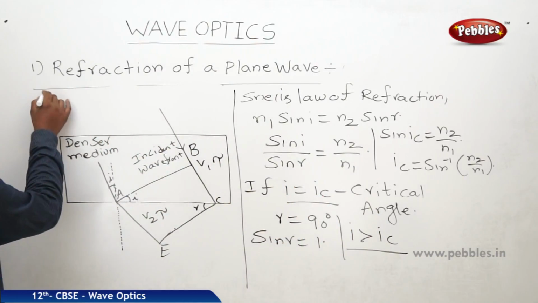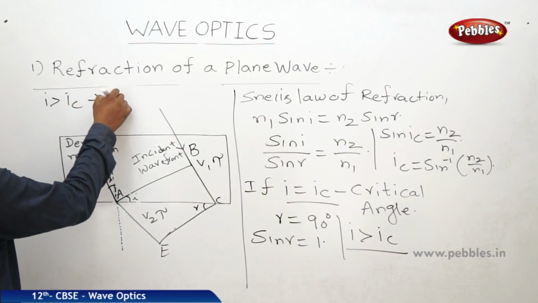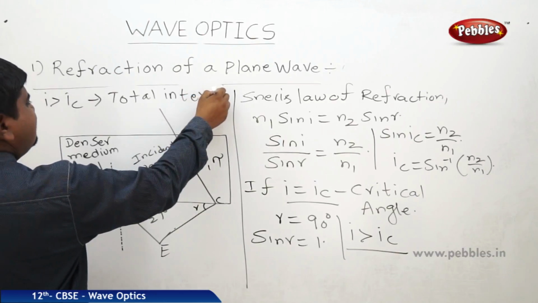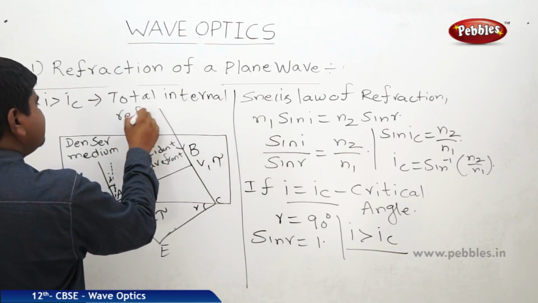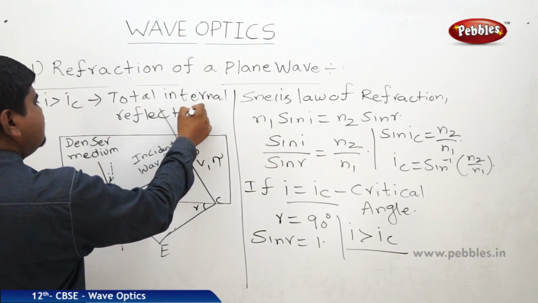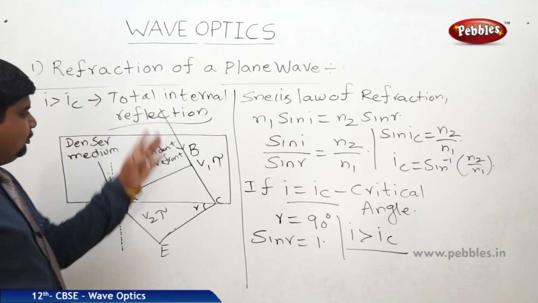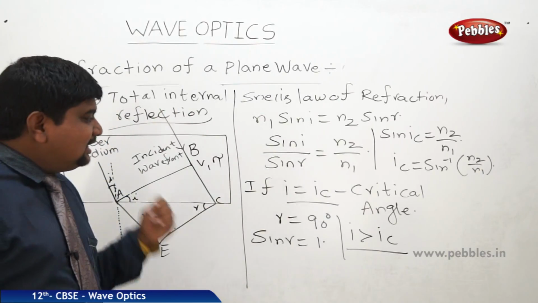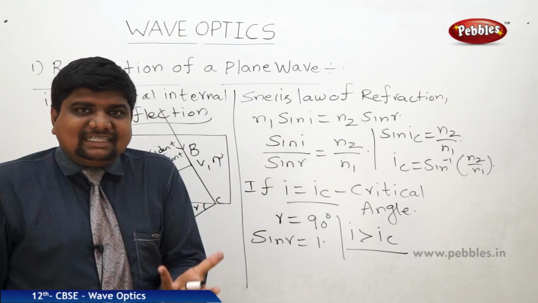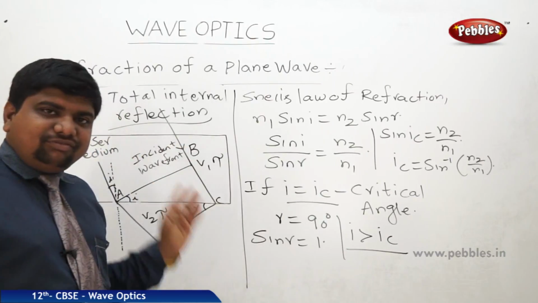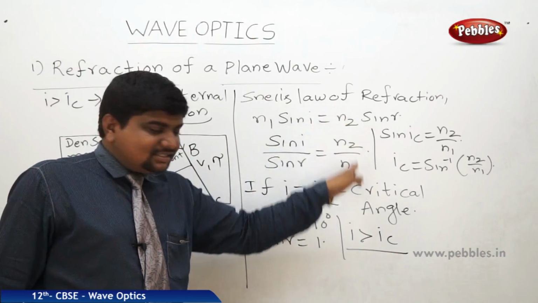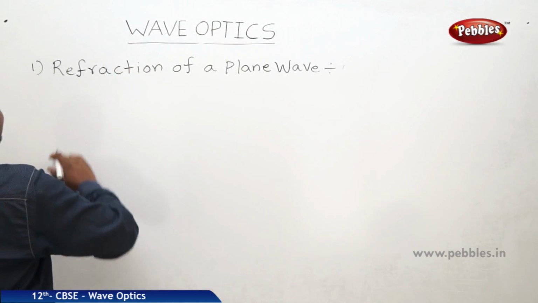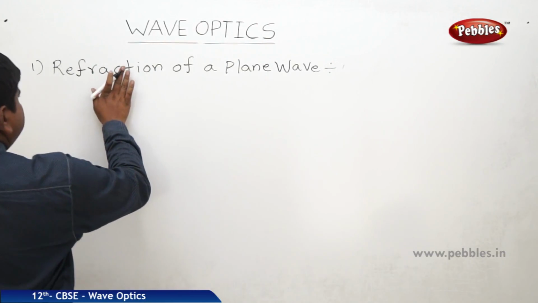So if I is greater than IC, it causes total internal reflection. So from the refraction phenomenon, we are proving the reflection which is internal and total. That's why objects appear brighter when twinkling, because of this phenomenon, when the cases satisfy these rules. Next one, reflection of a plane wave.